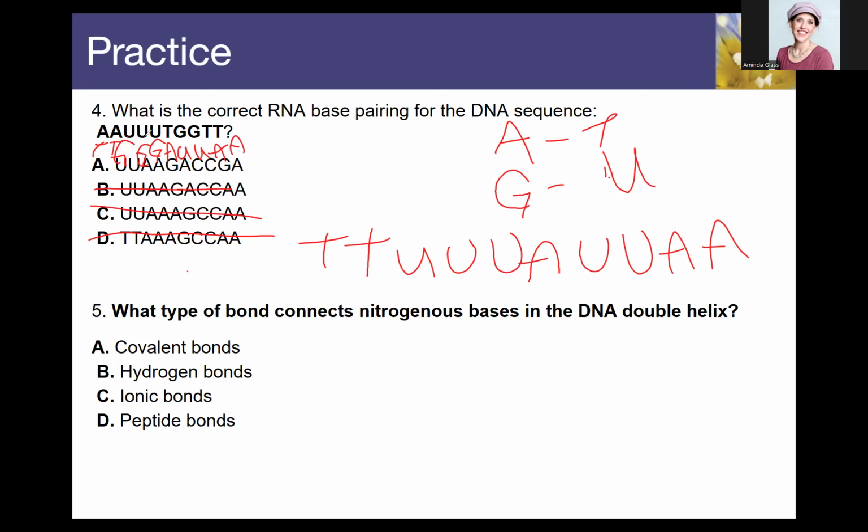Now, what type of bond connects nitrogenous bases in the DNA double helix? Those would be your hydrogen bonds. Those were the only bonds we talked about today. We did talk about peptide bonds, but that was in the formation of proteins.